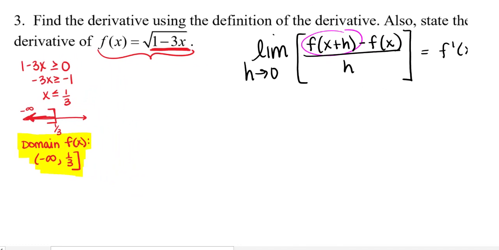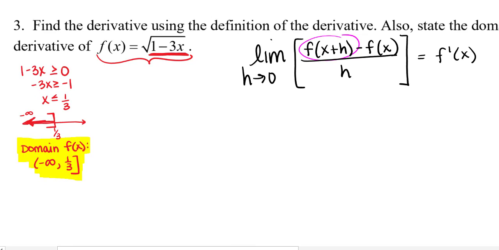Okay, now I was asked to find the derivative using the definition of the derivative, so I wrote that out for us. Remember, f prime of x was the limit as h approaches 0. Don't forget your limit or you forgot your calculus. Of f of x plus h minus f of x, all over h. So let's find that f of x plus h so we can use it in our definition of derivative. It'd be the square root of 1 minus 3, and instead of x, I will substitute x plus h. And then I will just rewrite that, maybe make it a little bit nicer here: 1 minus 3x minus 3h. I just distributed that negative 3.